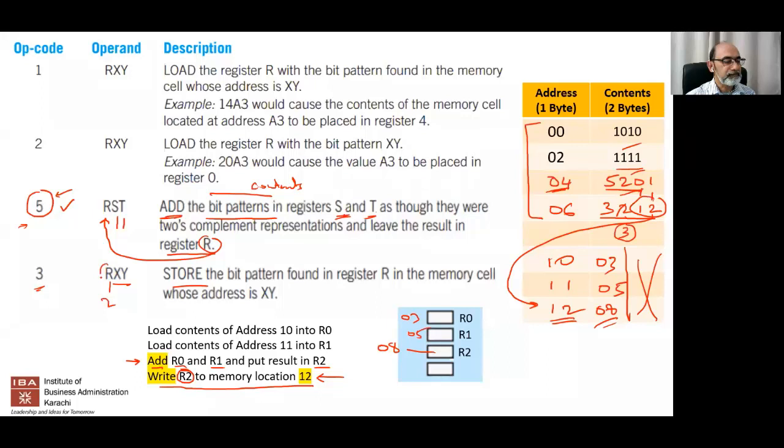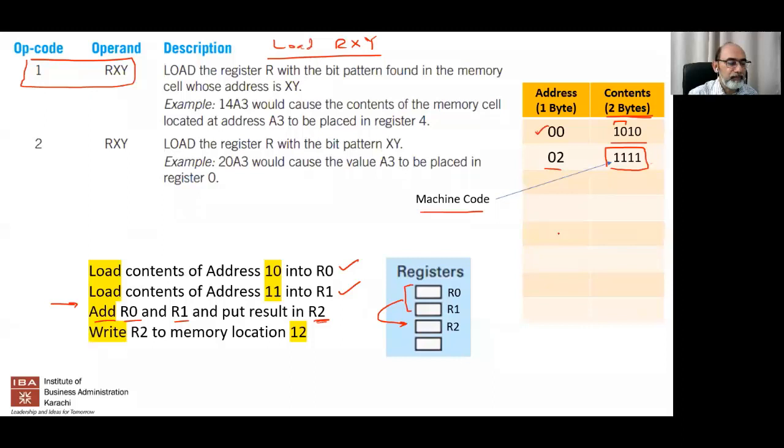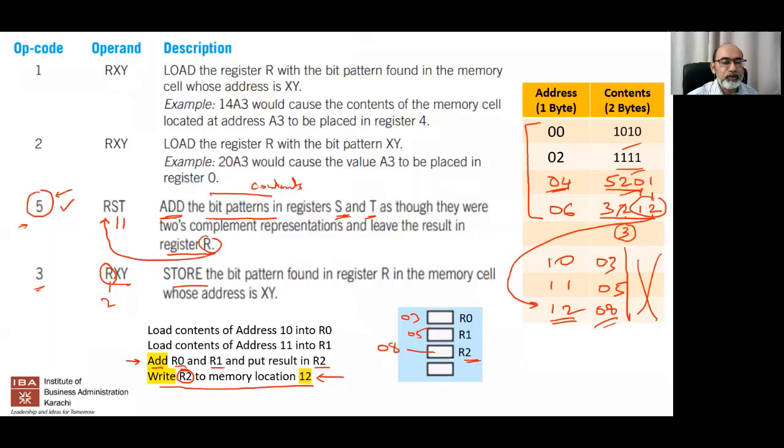Sir, 3, 2, 1, 2 is right. 3, 2, 1, 2 is right because we talked about register number 2. Register number 2 has got the result. So in the previous instruction, we put the result into register number 2. Okay, we put the result into R2, and so it's going to be 3, 2, 1, 2. All right, so this is correct.